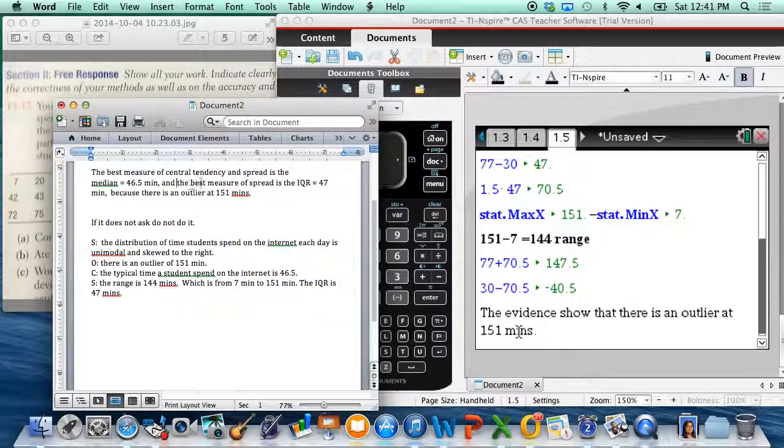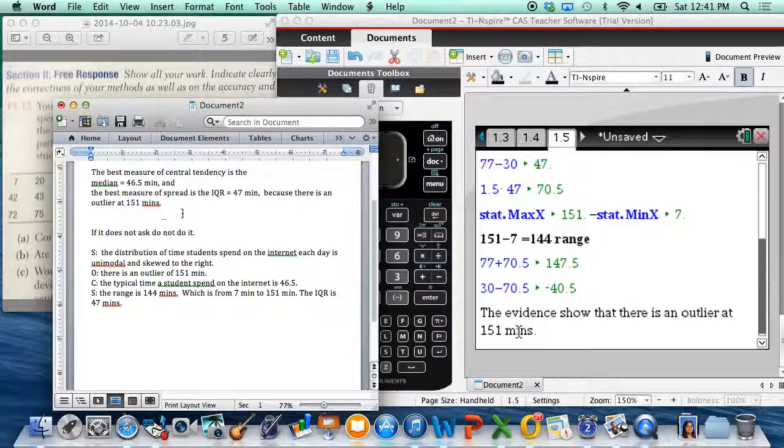The median is the best measure of center, and the best measure of spread is the IQR, 47. Okay, so like 2 sentences is what you're saying. So we don't have to do SOCS if it doesn't ask for it? If it does not ask to describe the distribution, don't.